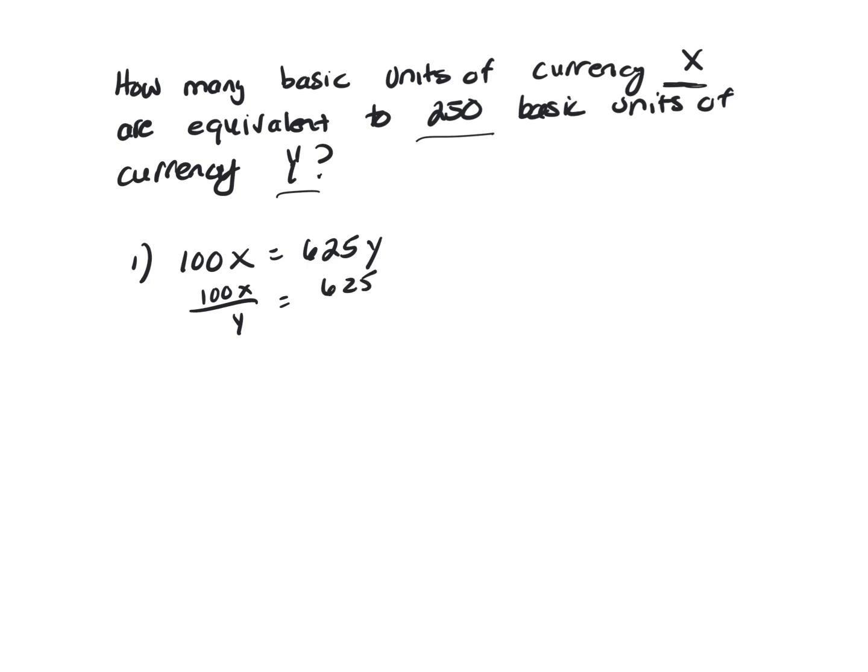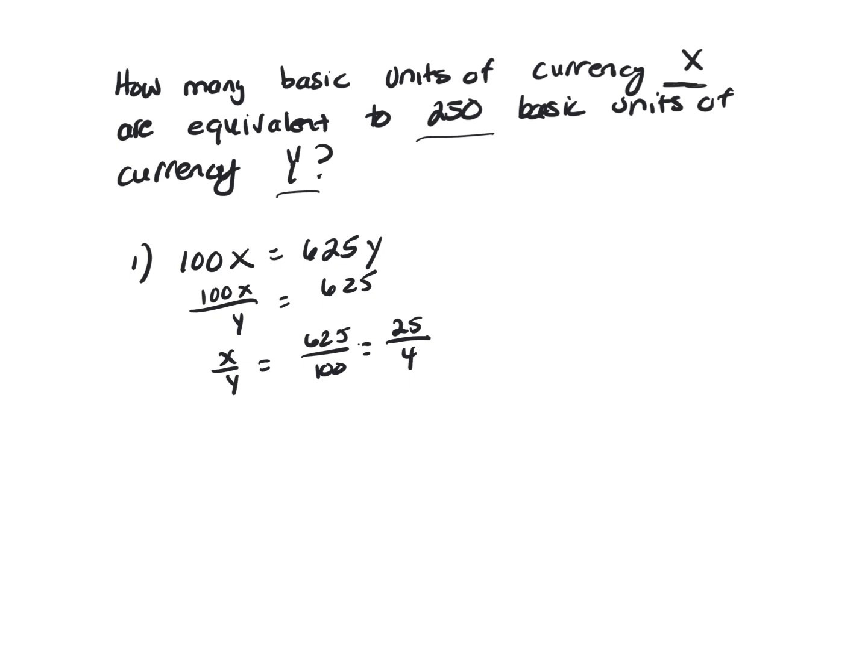And now divide both sides by 100. You would get X over Y equals 625 over 100. And 625 over 100 would be 25 over 4 if you reduce it by a factor of 25. 25 will go into both of them.